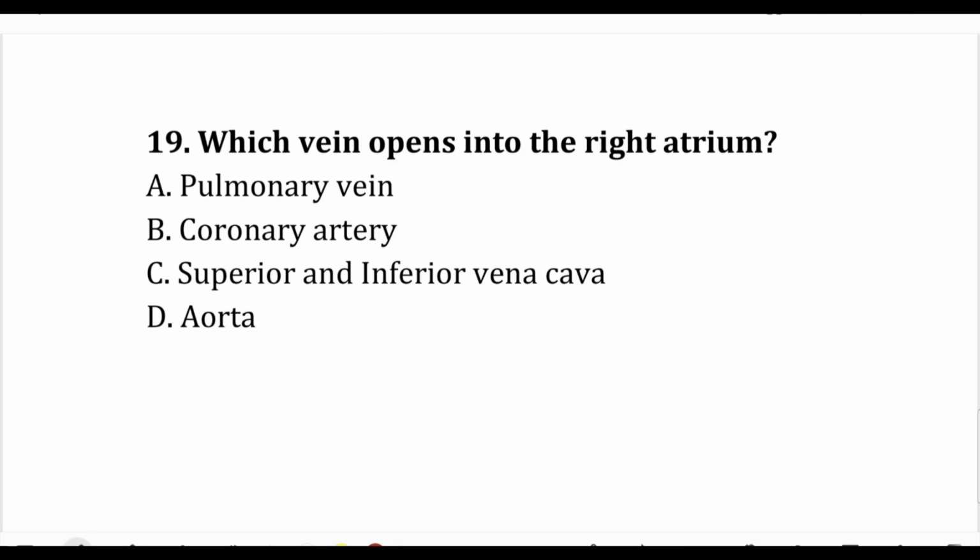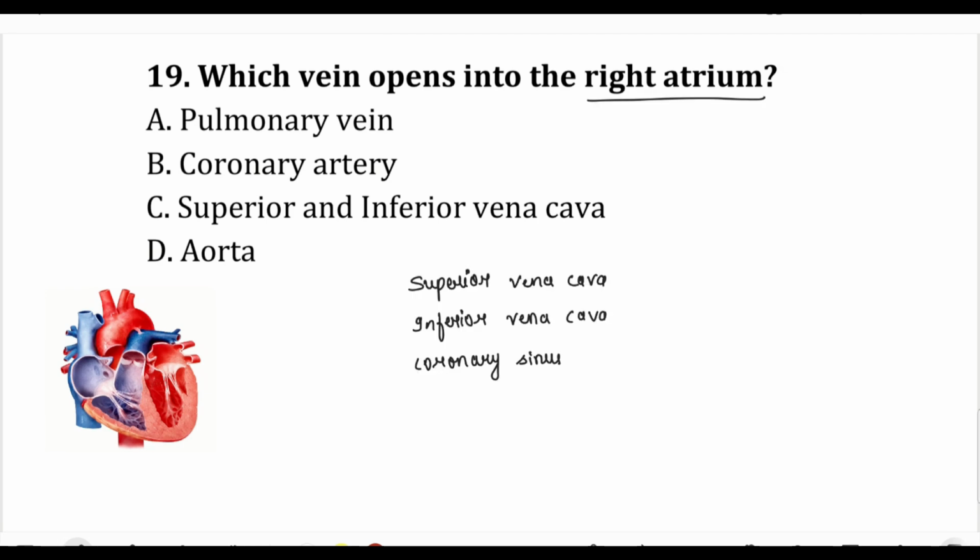Question number 19. Which vein opens into the right atrium? A. Pulmonary vein, B. Coronary artery, C. Superior and inferior vena cava, D. Aorta.